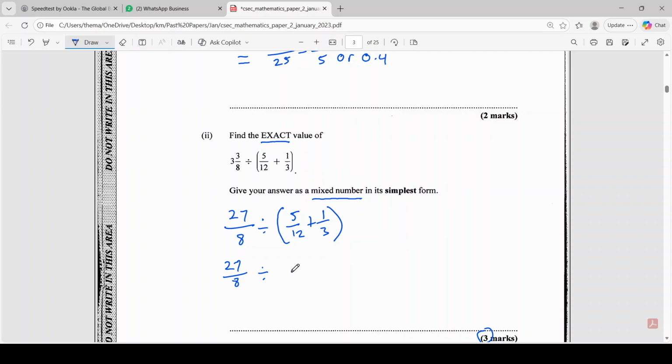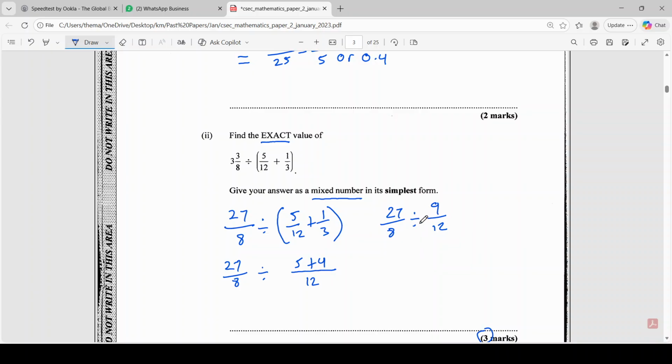So to work out this, I need to find the LCM, which will be 12. 12 into 12, 1, that will become 5. 3 into 12, 4. You multiply up there by 4, that will become 4. So now we get 27 over 8 divided by 5 and 4, 9 over 12.